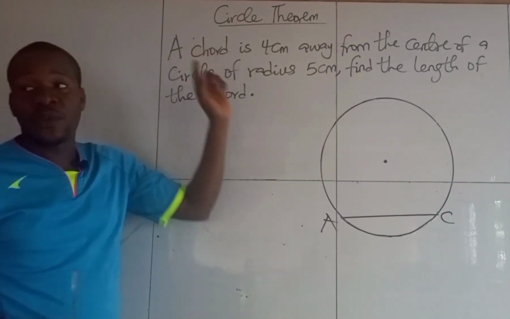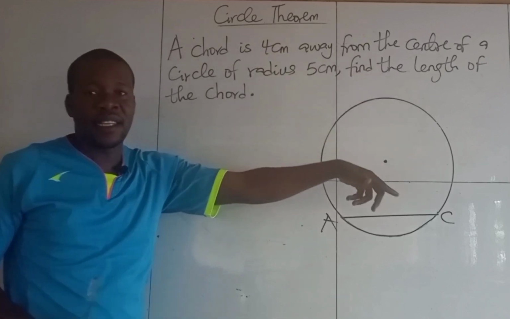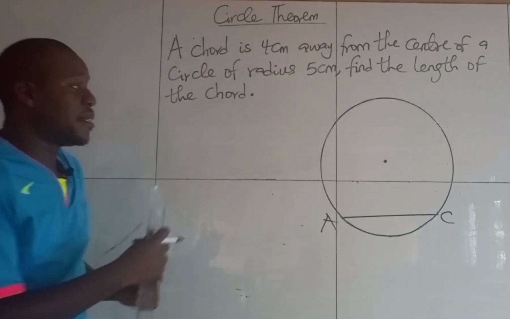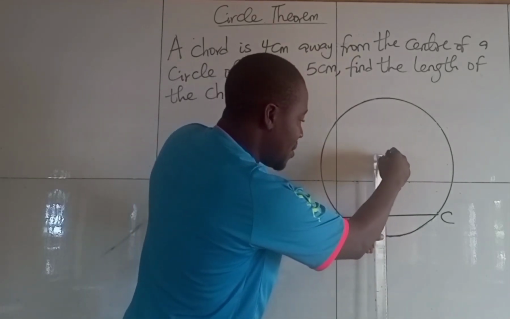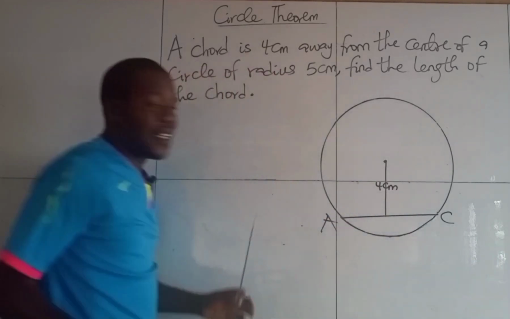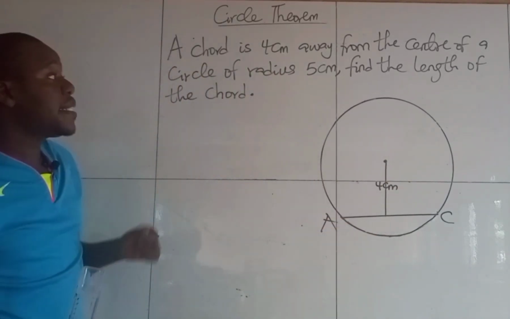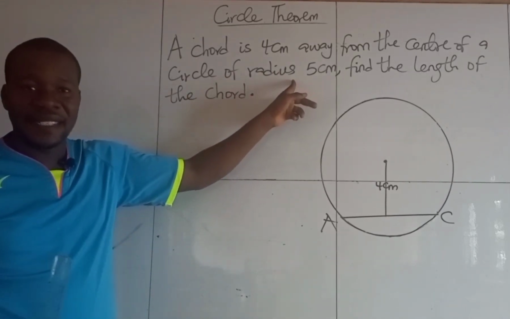And then we are told from the question that this chord is 4 cm away from the center, which means the distance from the center of the circle to the chord is 4 cm, which means this is my center of the circle. From the center of the circle to the chord is 4 cm. That's the implication. The chord is 4 cm from the center. All right? Then we're also told that the radius of this circle is 5 cm.